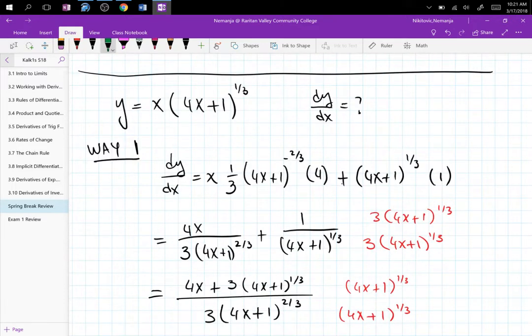So copy the first. Oh, this is the vultures who came in. So copy the first, then 1/3 this to the negative 2/3 times the derivative is 4. Plus, copy the top as is.